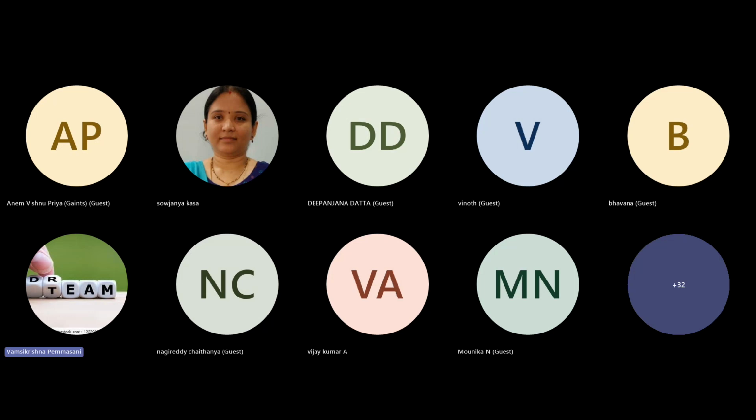Because each one has its own powers. List will have its capabilities, and Set will have its capabilities. So what capabilities do we have in List?